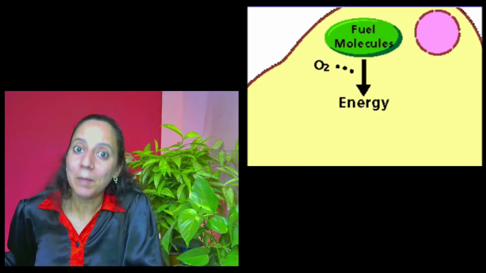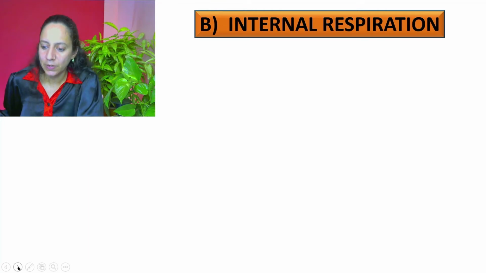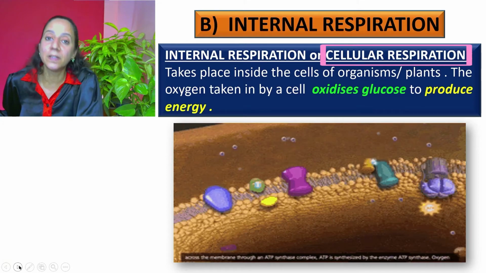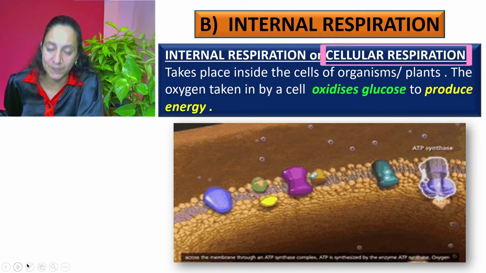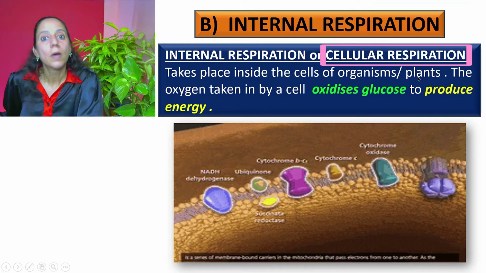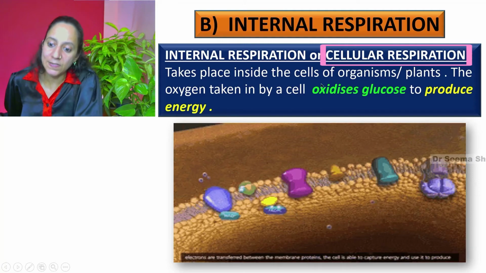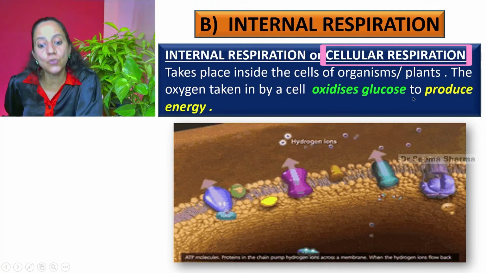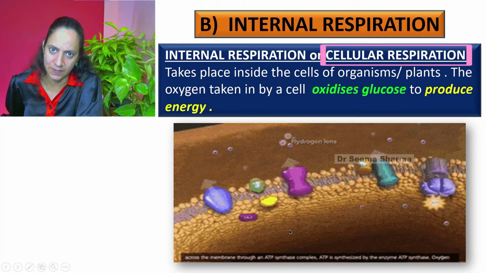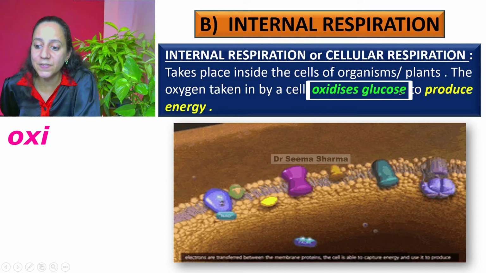Now let's learn about internal respiration. Internal respiration is also called cellular respiration. It takes place in the cells of the living organisms. That living organism can be a human being, an animal, microbe or plant. The oxygen taken in by the cells oxidizes glucose to produce energy and two waste products, which are carbon dioxide and water. Now here I have used the term oxidizes glucose.